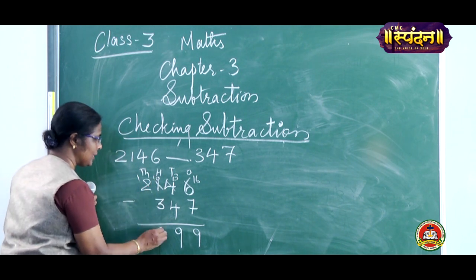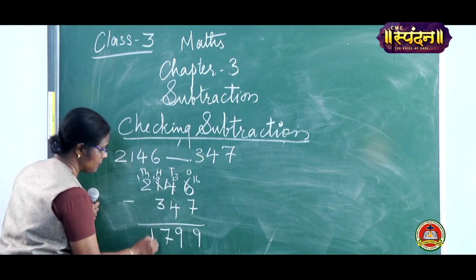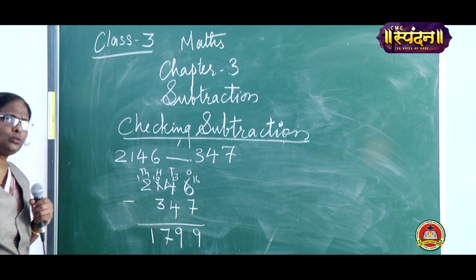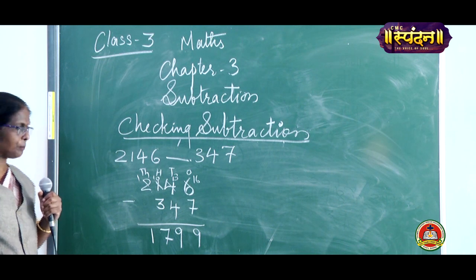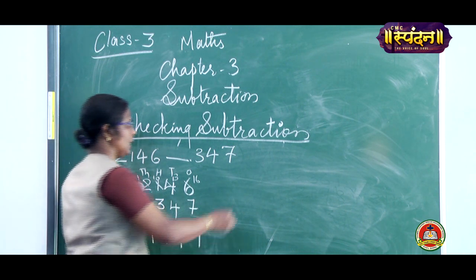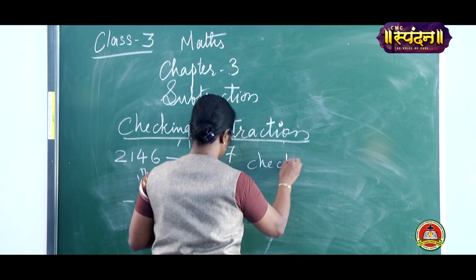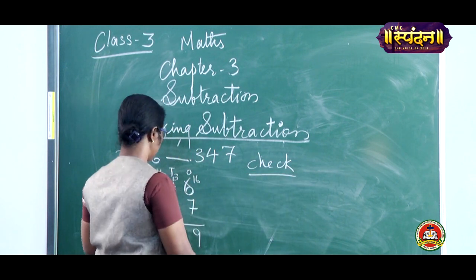So 10 minus 3 is 7 and 1 remaining, bring down that 1. So you got the answer 1799. You may be thinking it is correct, but you have to check it. So for checking the answer, what do you have to do?